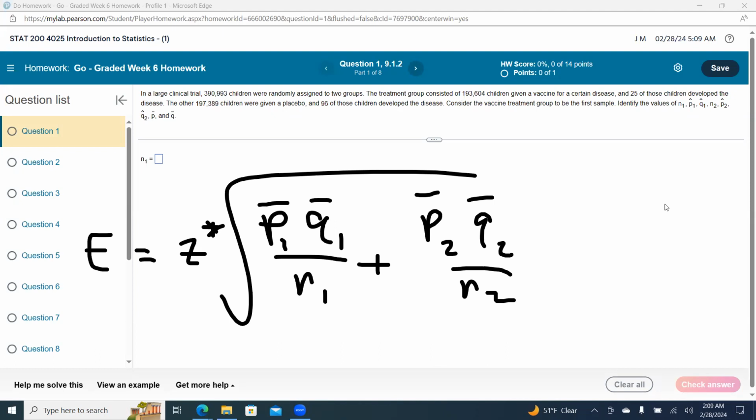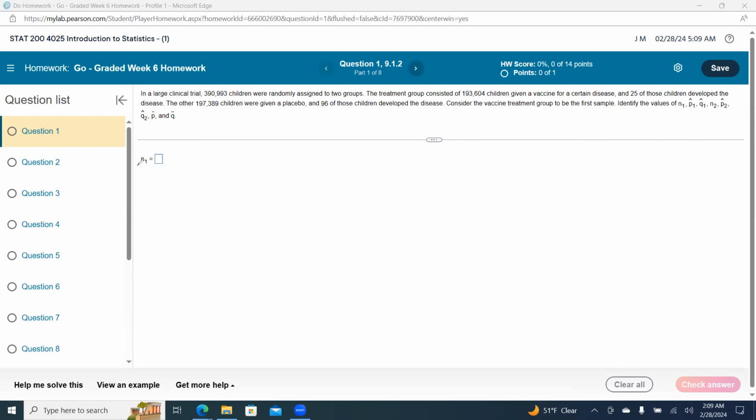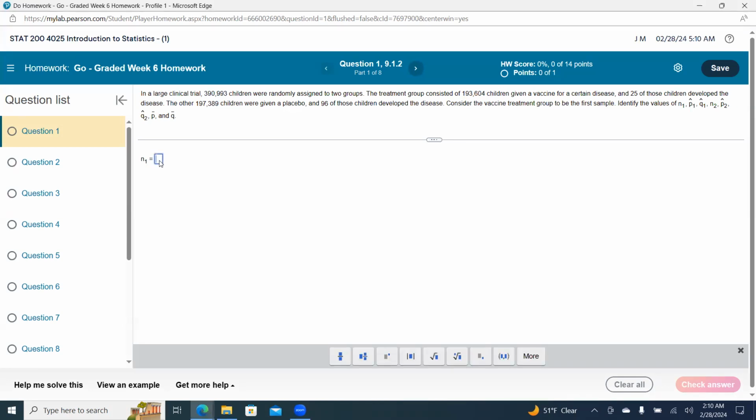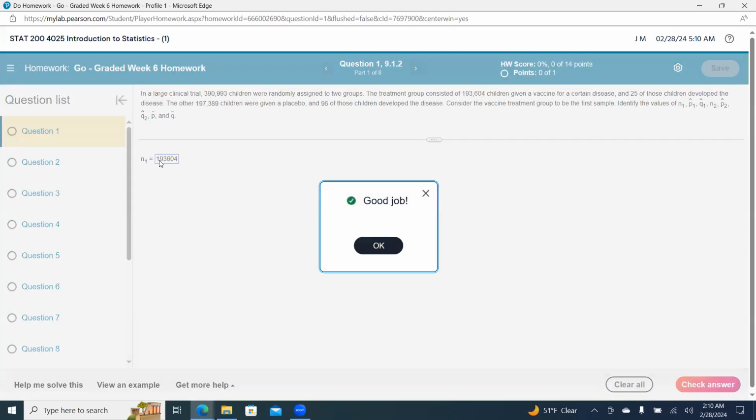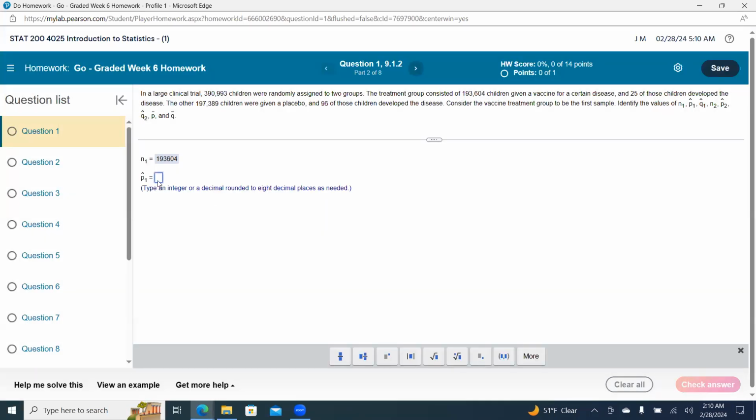I thought they were going to have us solve an equation. They literally just want us to plug everything in from what's given there. We see all of it. Let's go ahead and do all that. A large clinical trial, children were randomly assigned to two groups. The treatment group, 193,604. So P hat 1 is X1 over N1.